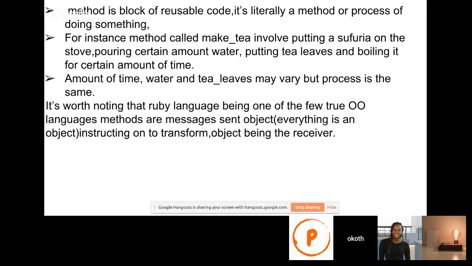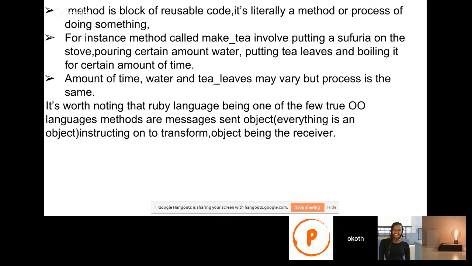I said a method is a block of reusable code. So in this instance, I'm having a method called make tea. I can reuse it to make a certain amount of tea. For example, if I want tea for 20 people, I'll use the same method. Tea for 1,000 people, I'll use the same method.